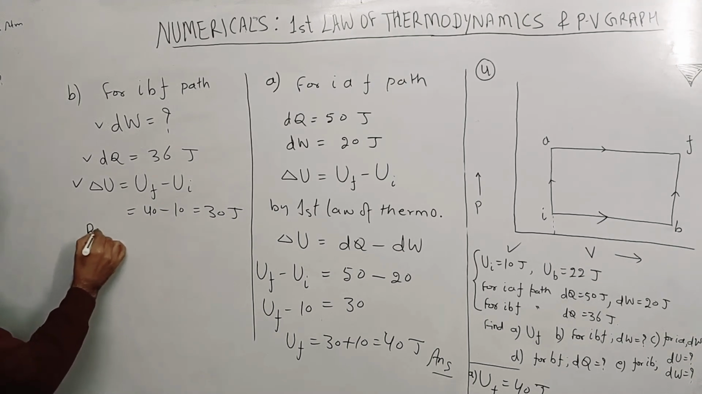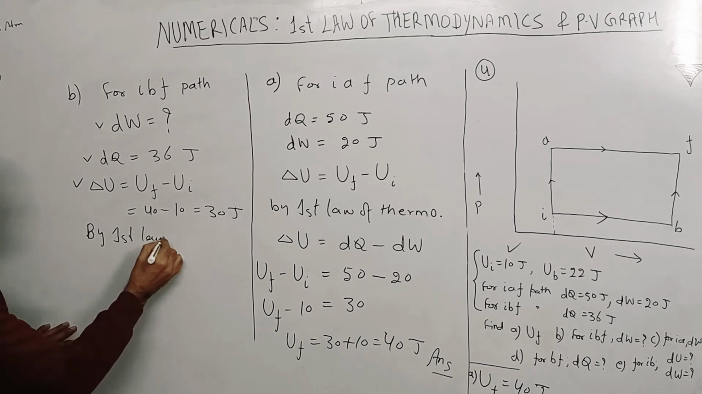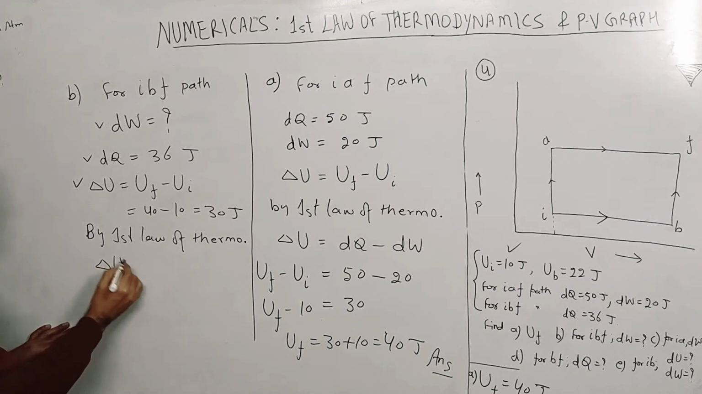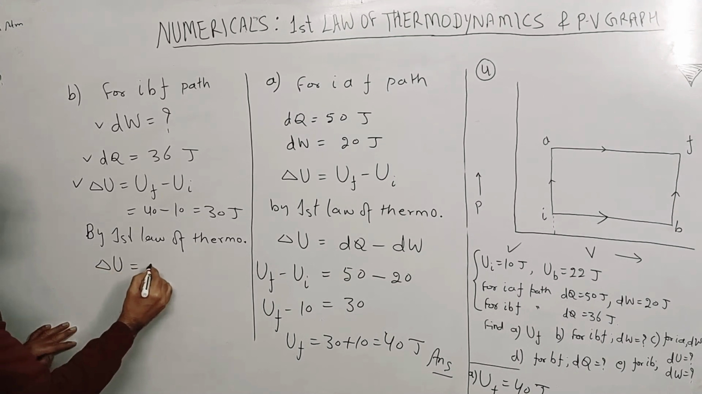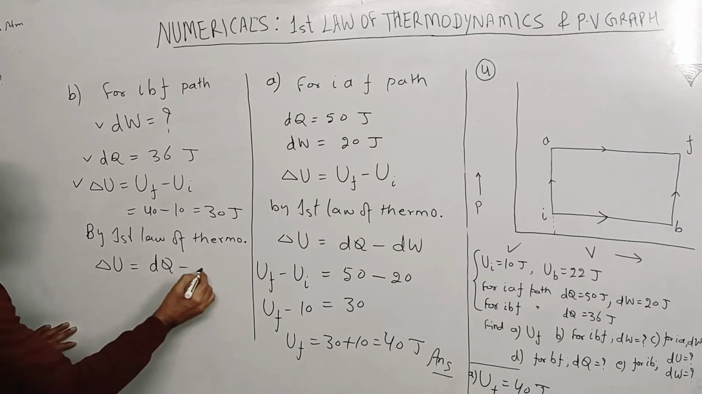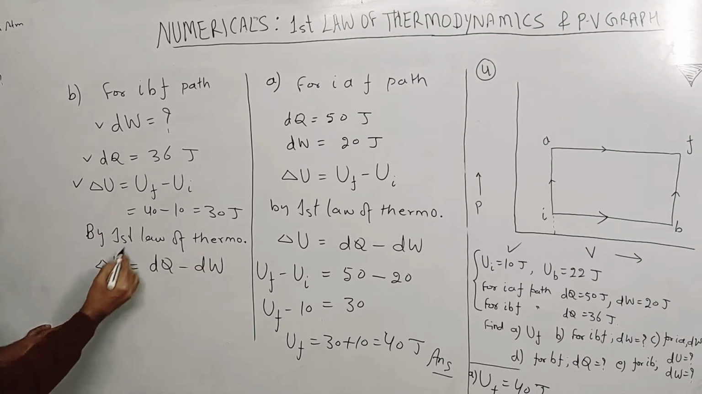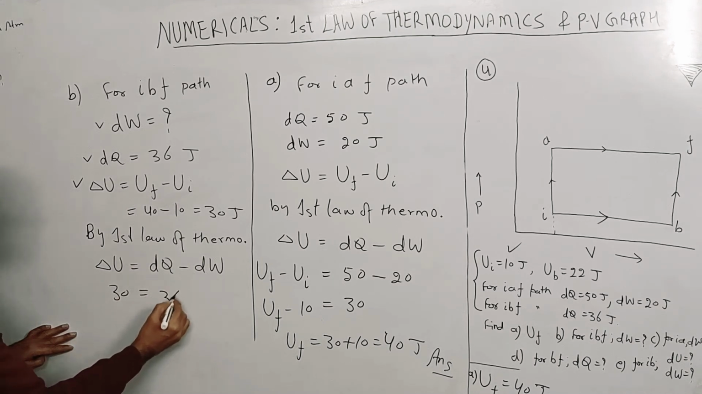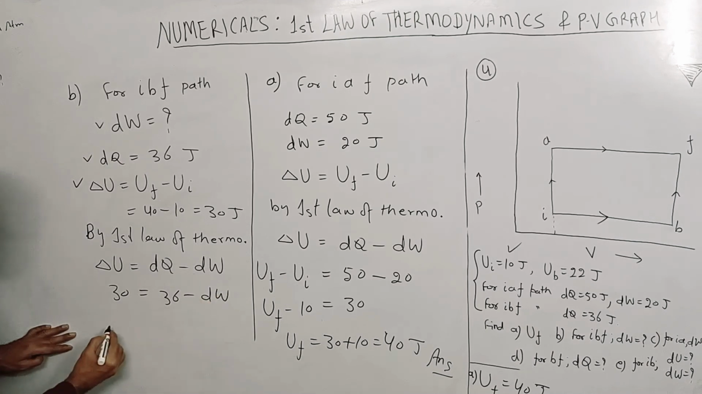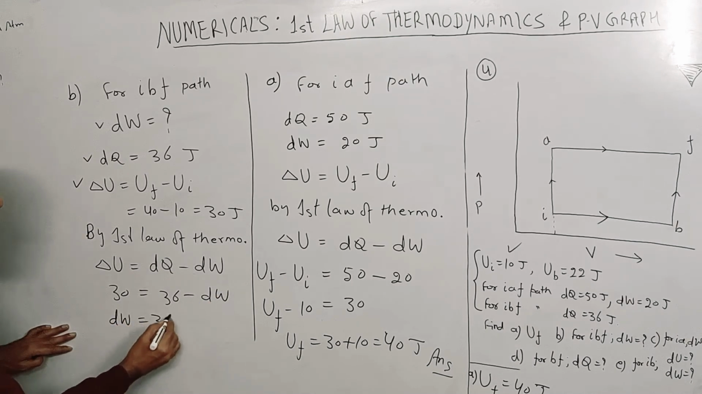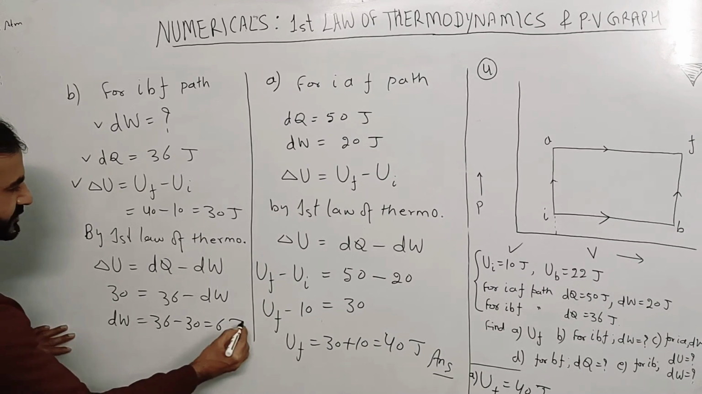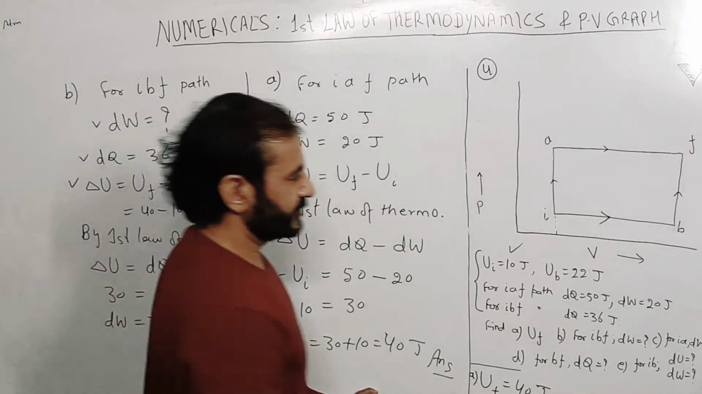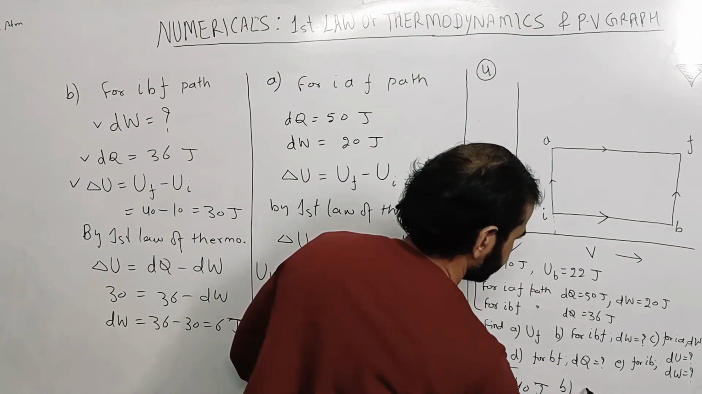So by the first law of thermodynamics, delta U equals dQ minus dW. Delta U is 30 joule, dQ is 36 minus dW. We have to find dW, which will be 36 minus 30, that is 6 joule. So second part answer, that is dW, 6 joule.